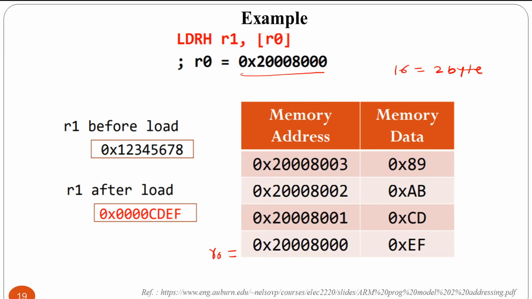Before the load, we have this particular data inside R1, and after loading, what will happen? This EF and CD will be loaded into the R1 register, as shown in this register, and the remaining bits will be filled with 0. So this 1 2 3 4 will be erased completely, and these 2 bytes are loaded into the R1 register because they have mentioned half word.